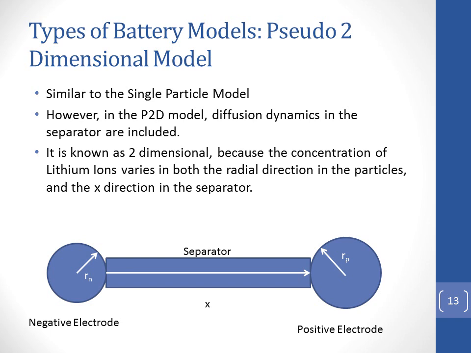Moving on to the last battery model, the pseudo two-dimensional model. It is similar to the single particle model. Both use spherical particles to represent the positive and negative electrodes. The biggest difference is that the diffusion of lithium ions is modeled in the battery separator. The name pseudo 2D comes from the fact that lithium ions diffuse out of the particles in the radial direction and also linearly diffuse in the separator along the x direction.